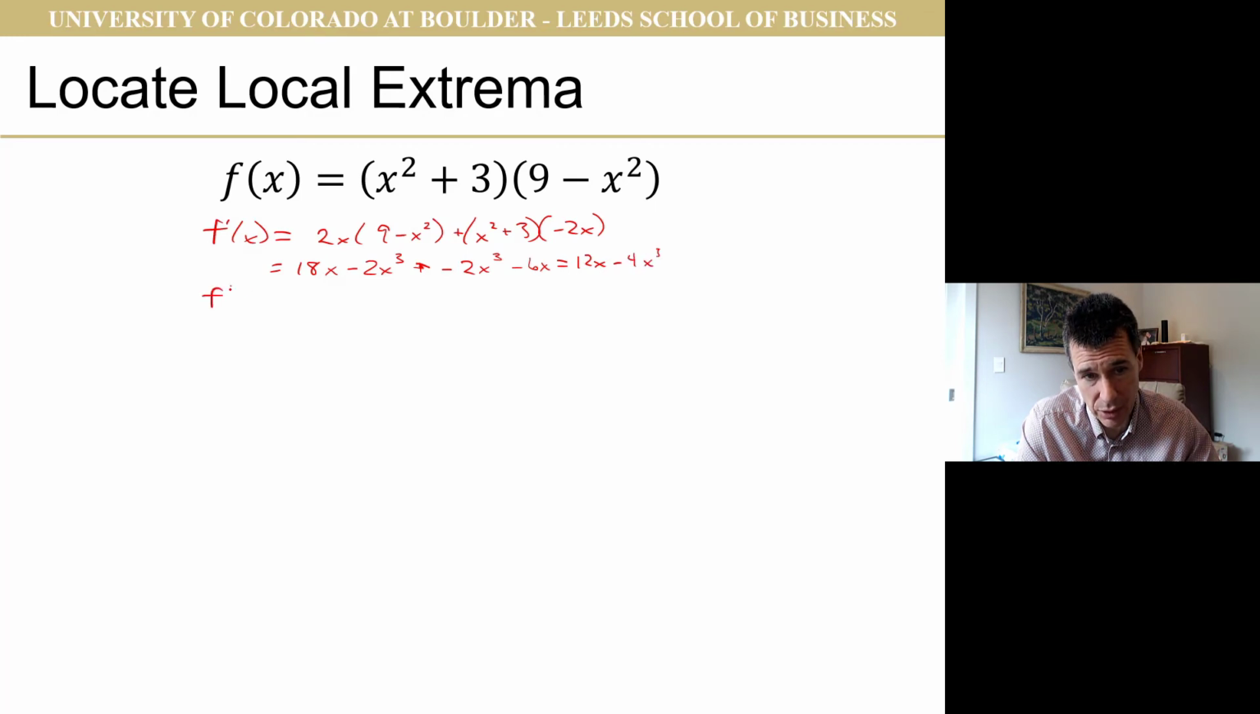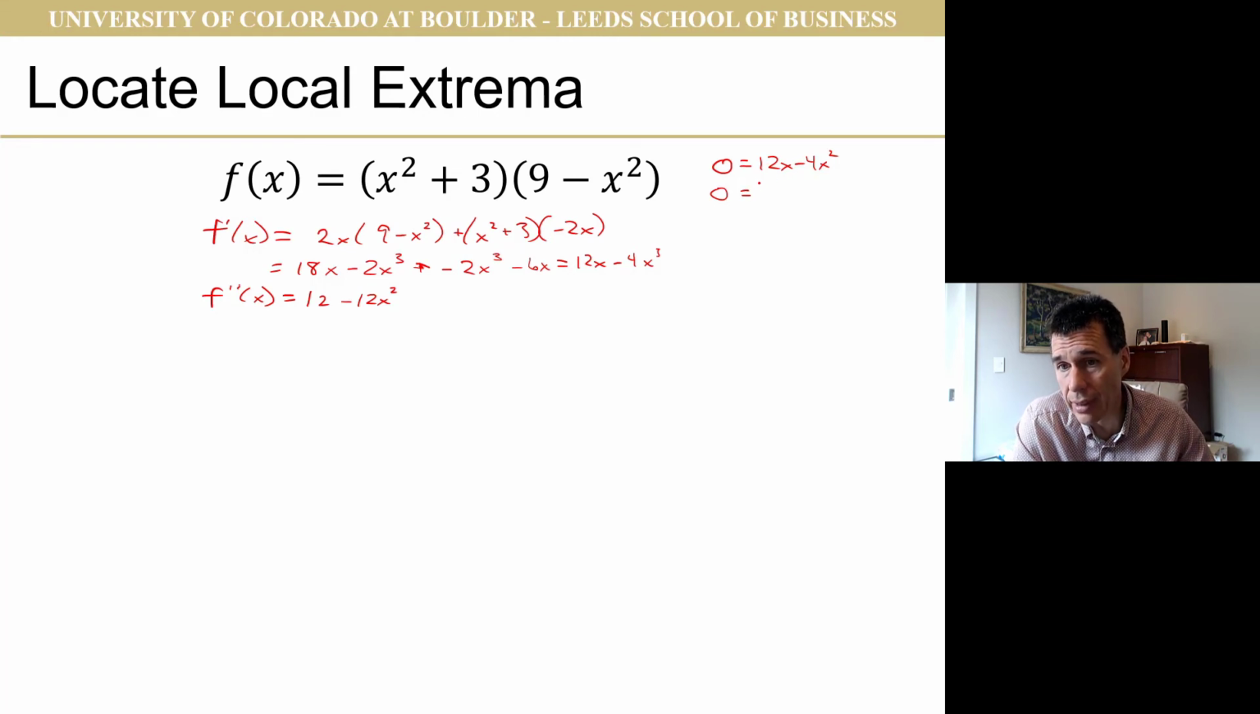Okay, take the second derivative, just so we've got it. The second derivative is 12 − 12x². Okay, so we've got the first derivative and the second derivative. Find critical numbers: set the first derivative to 0. So 0 equals 12x − 4x squared. So 0 equals, factor out a 4x times (3 − x).